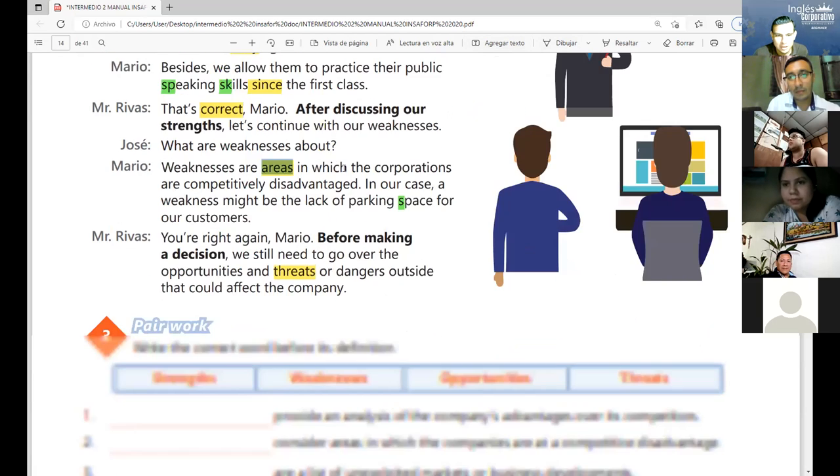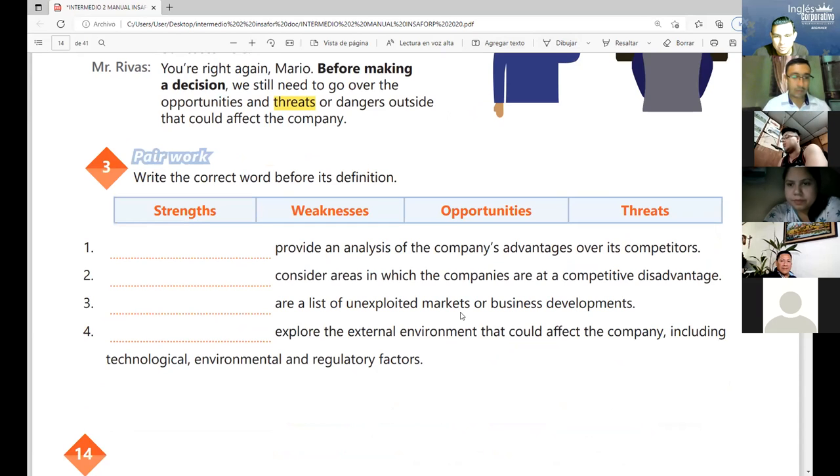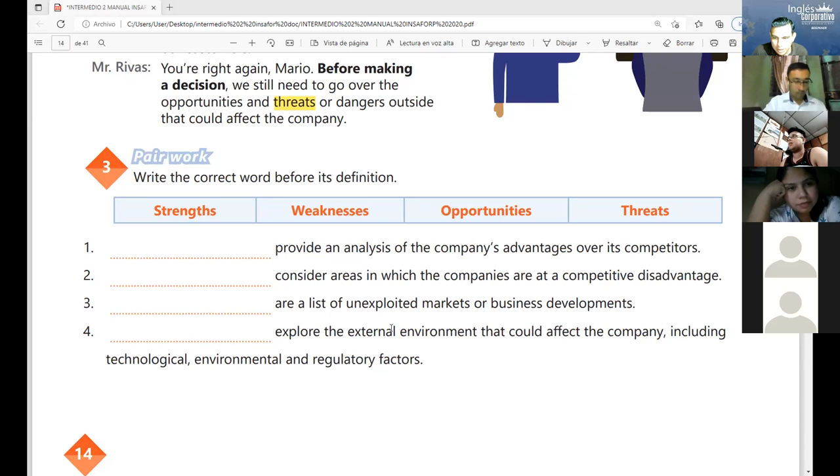All right, now we need to write the strengths, weaknesses, opportunities, and threats. Is it enough? Is 2 minutes or 3 minutes okay to do this activity? Okay, we're going to have 3 minutes to fill in the blanks using strengths, weaknesses, opportunities, and threats.